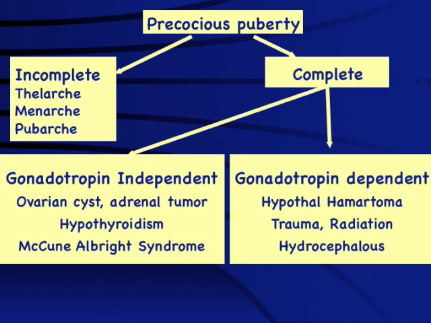Gonadotropin independent precocious puberty in girls is quite rare and mostly occurs in the setting of an ovarian cyst and very rarely an estrogenic adrenal tumor, which should be worthy of a case report.